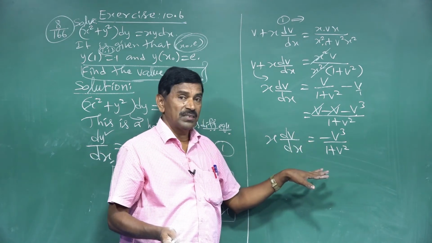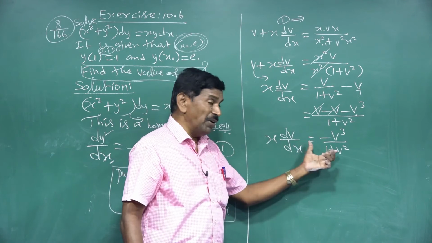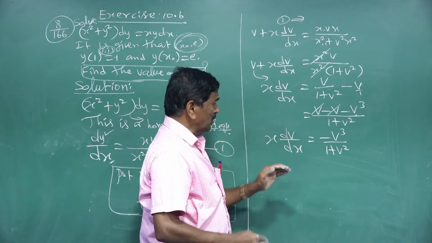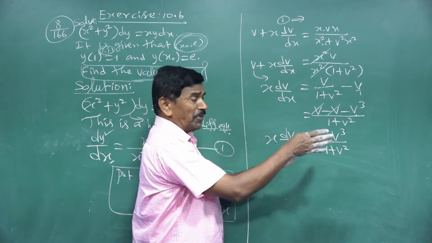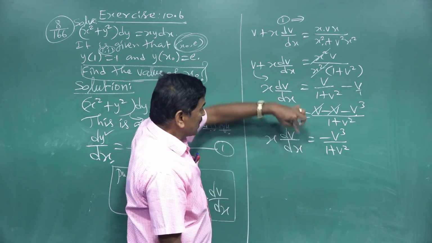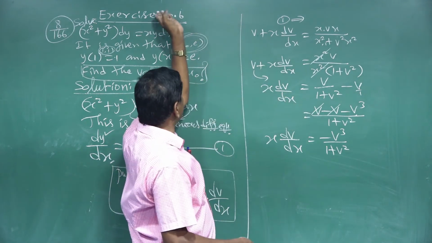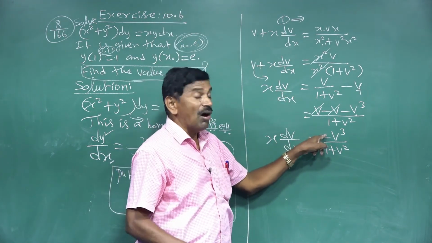How many variables? Yes, there are 2 variables. Here x is one variable, v is one variable. Now listen, x family on one side, v family on one side, integrate, we get the answer. That's all. Into dv, so v should be on the left side. And also in the 10th chapter, minus is always on the right side.